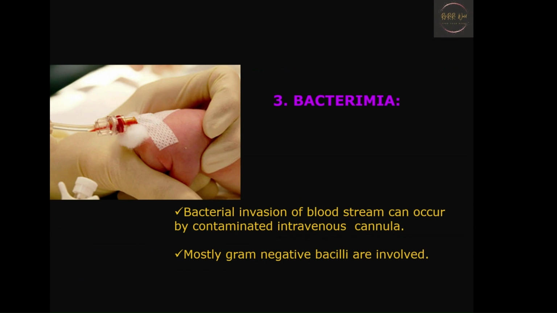Now, coming to the bacteremia. Most nosocomial bacteremia occur endemically and are secondary bacteremias caused by post-operative wound or intra-abdominal infections. The bacterial invasion of the bloodstream can occur through contaminated intravenous cannulas. Most gram-negative bacilli are also involved in bacteremia. The primary bacteremias most frequently originate from intravascular devices.